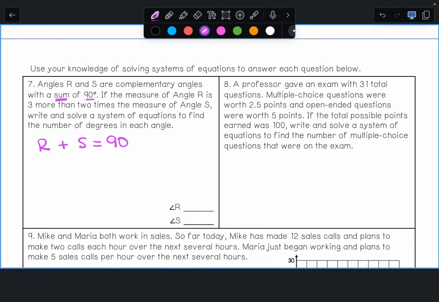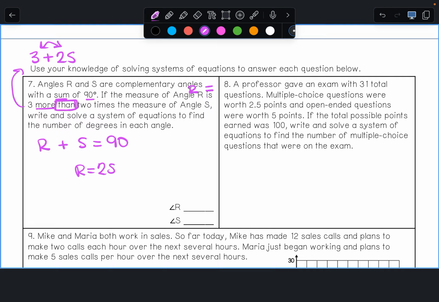Now the second sentence is the one that you're going to have to translate. It says if angle R equals 3, I'm just going to write that part up here. 3 what? Plus. Plus is for more. Than is our flip, turnaround phrase. 2 times the measure of angle S. How do you write that? 2S. So just make sure you flip that. R equals 2S plus 3.